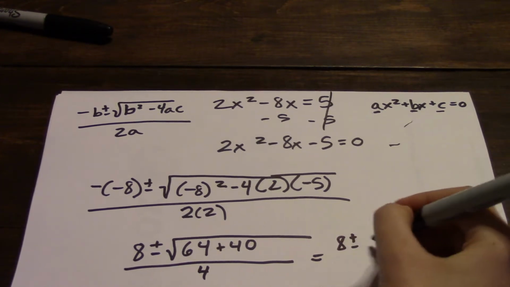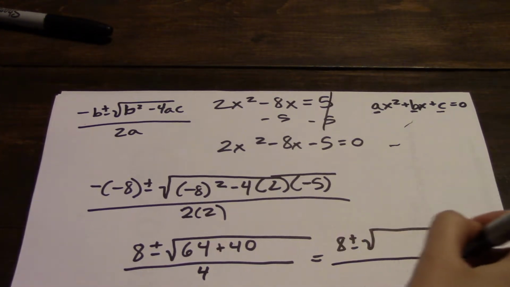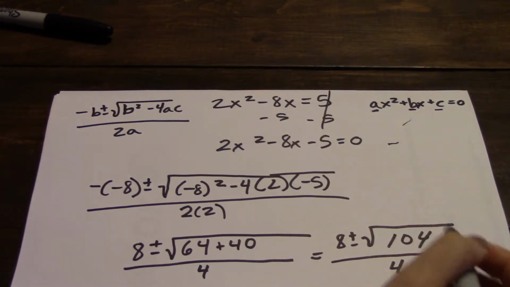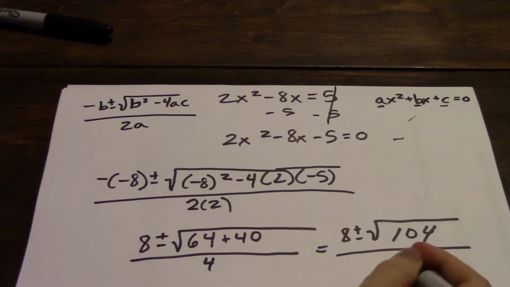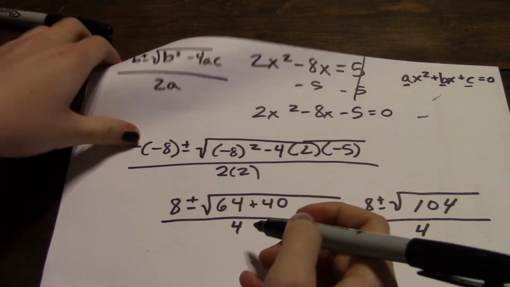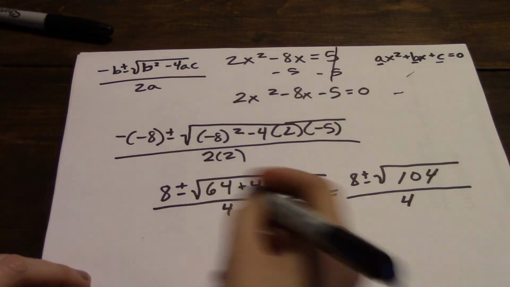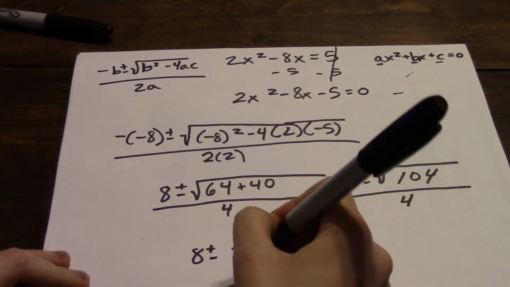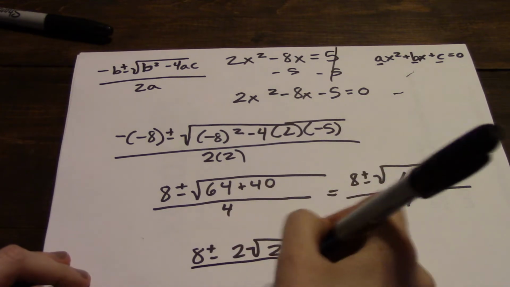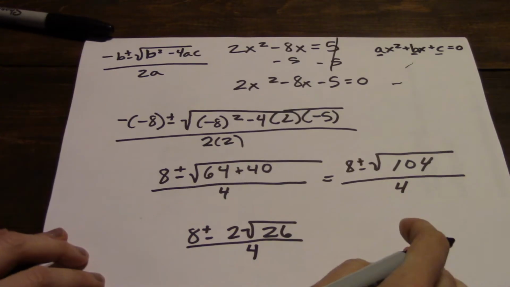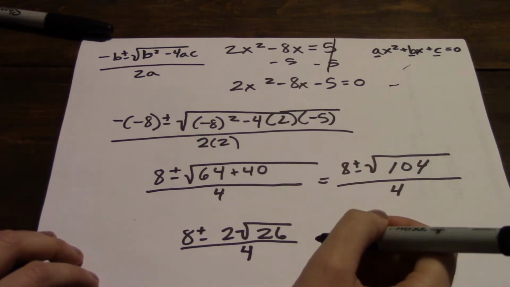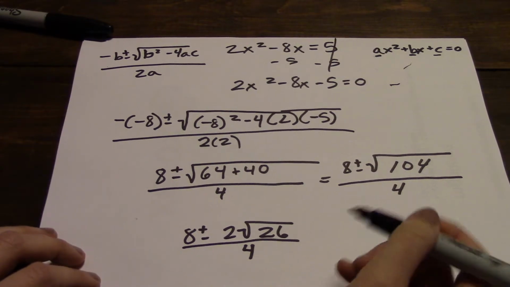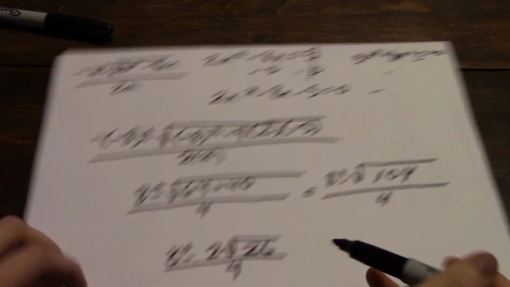We're going to add the values under the square root, which will give us 104. And then we're going to simplify this square root as much as possible, and we get 8 plus or minus 2 square root 26 over 4. Basically, at this point, what you're going to want to do is now simplify by the common factor.